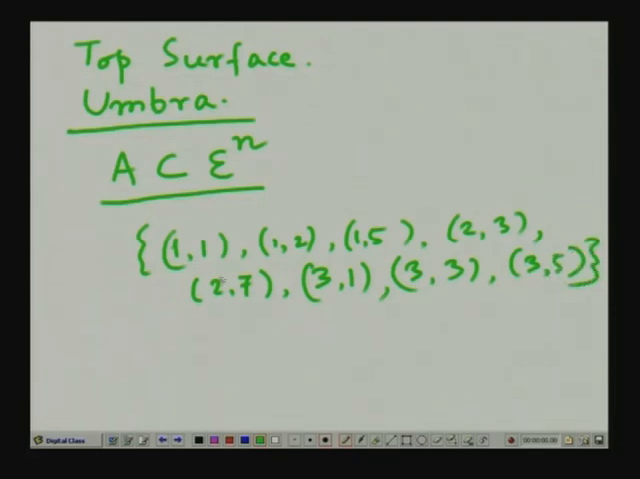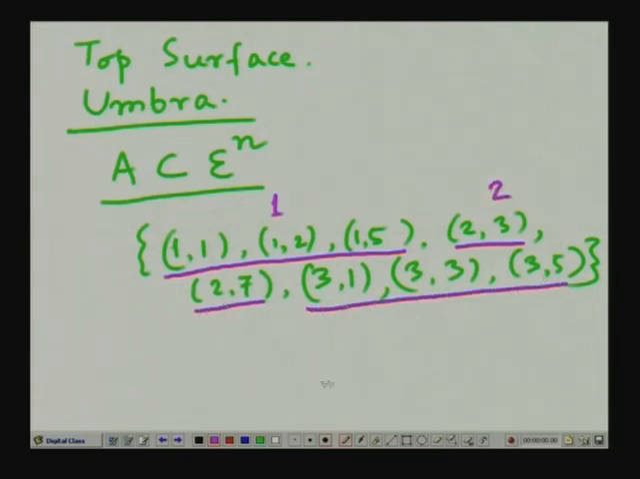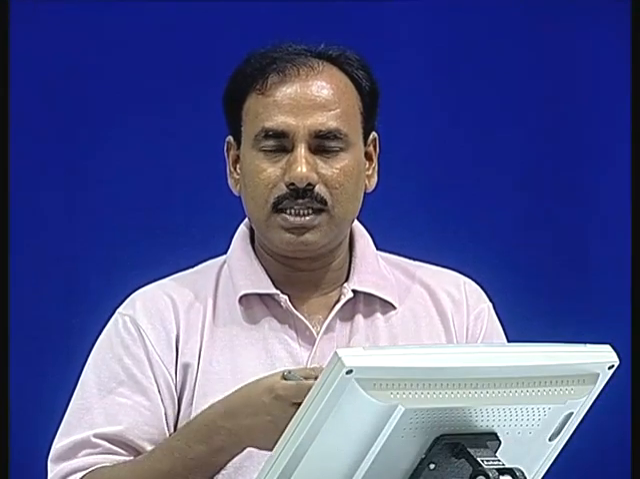Now, if you analyze this point set, I find that for these points, the first component is the same, which is equal to 1. For these points, the first component is again the same, equal to 2. And for these points, the first component is again the same, equal to 3. As we have said, the first component represents a point in space. So, coming to our n-dimensional space, the first n minus 1 components represent the space.